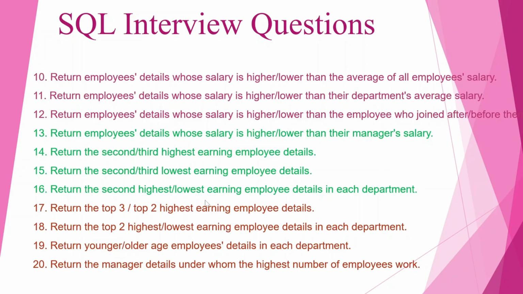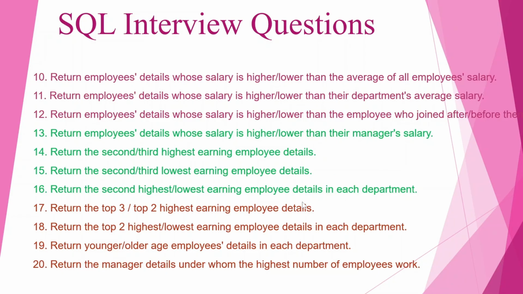Return the second highest or lowest earning employee details in each department. So problems 14 and 15 are organization wide. The next one, the 16th problem, is for particular departments. For each department, we need to find the second highest, or even the second lowest, with the help of a window function. In the window function, in order to find it department wise, we'll be using partition by. That is how we are going to solve this 16th problem.